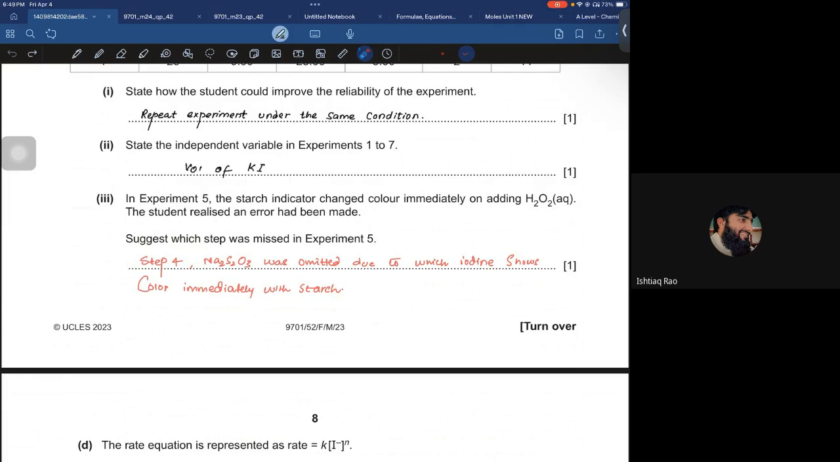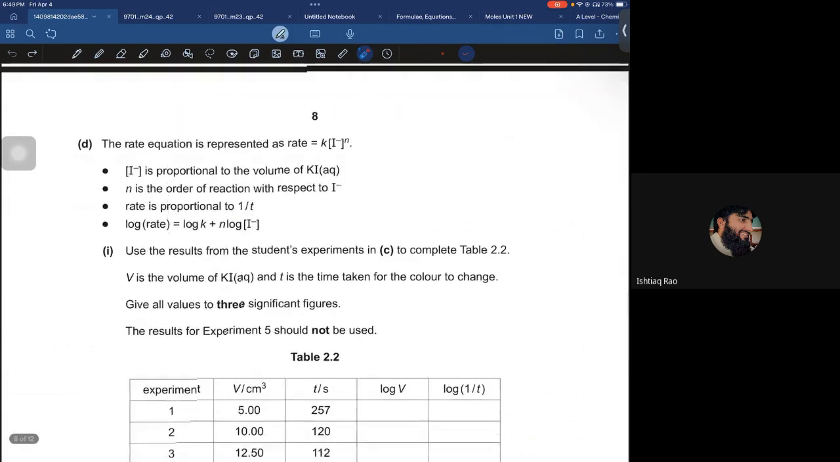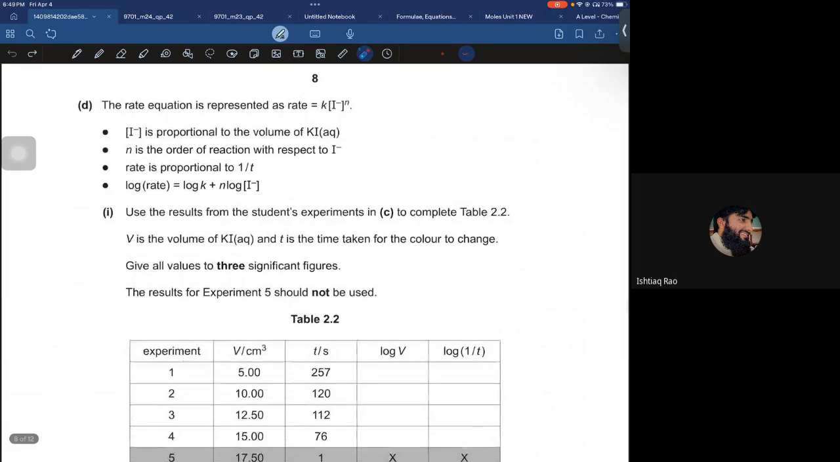The rate equation is represented as this. This is the order of reaction, that is n in this case, and iodide is proportional to the volume of potassium iodide. n is the order. Rate is proportional to 1 upon t. Log of rate is equal to log k plus n log of I minus.